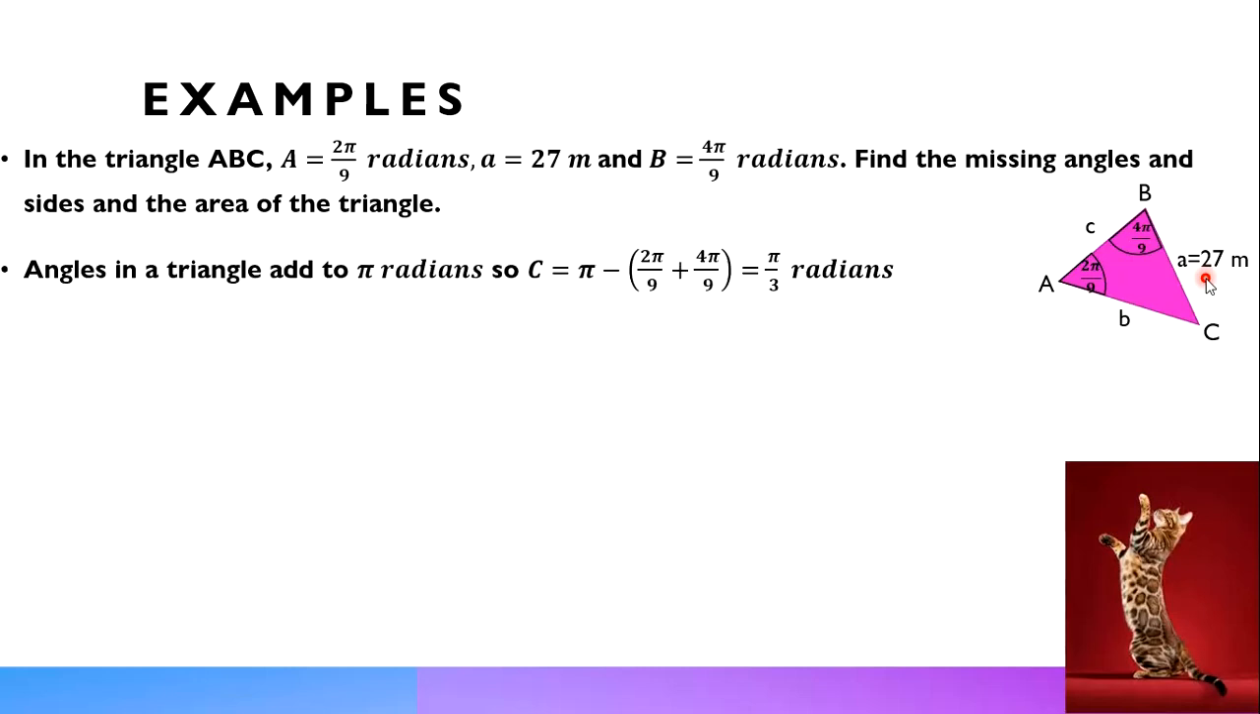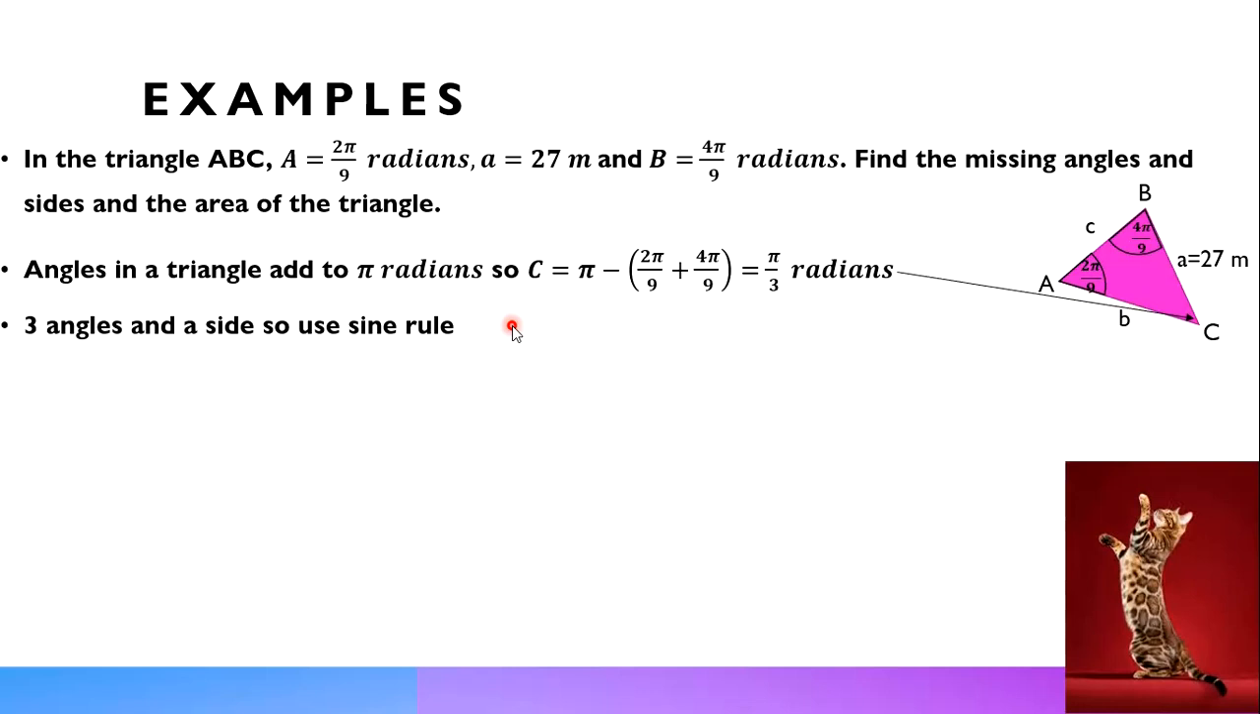So angles in a triangle add up to pi radians. It might be easier for you to think through the process of the angles of a triangle adding up to 180 degrees, because you've been doing that since GCSE, and then convert to radians. It's up to you, but they add up to pi. So the angle C is going to be equal to pi minus the two angles we already have, which gives us C as pi over 3 radians.